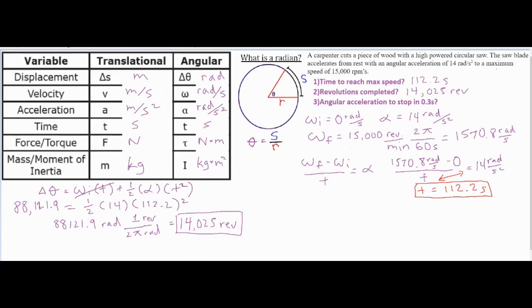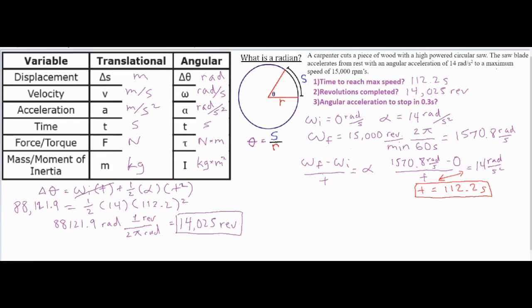88,121.9 radians. And the question was asking how many revolutions were completed. So what I want to do is do a little conversion. And I know that there's 2 pi radians per 1 revolution. So I basically just took my answer, divided by 2 pi, and I get 14,025 revolutions. And I went ahead and put that final answer right up there.